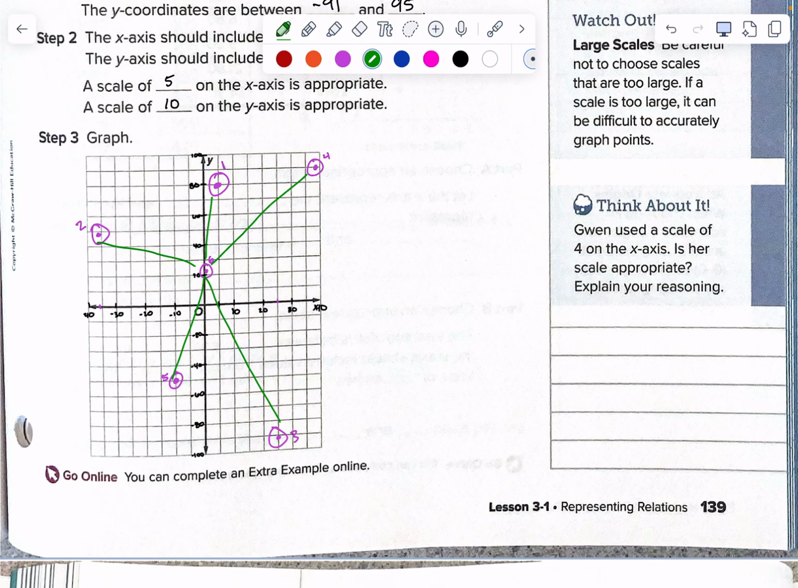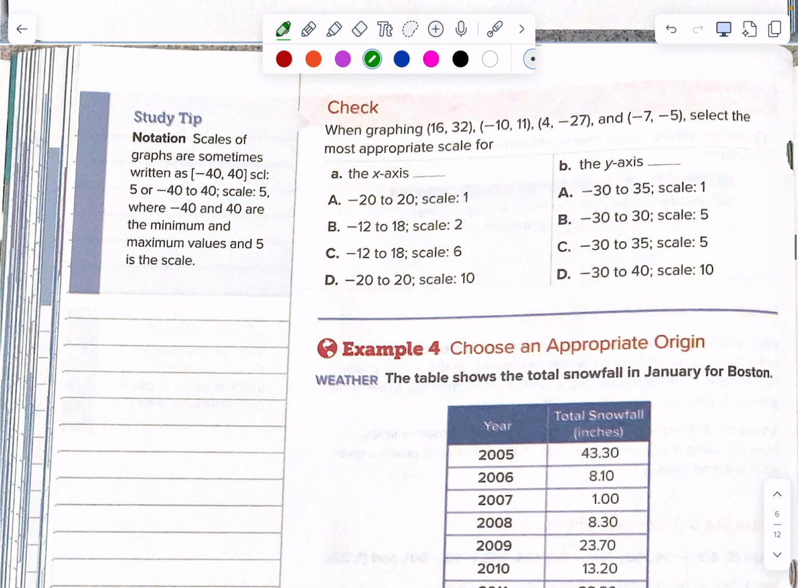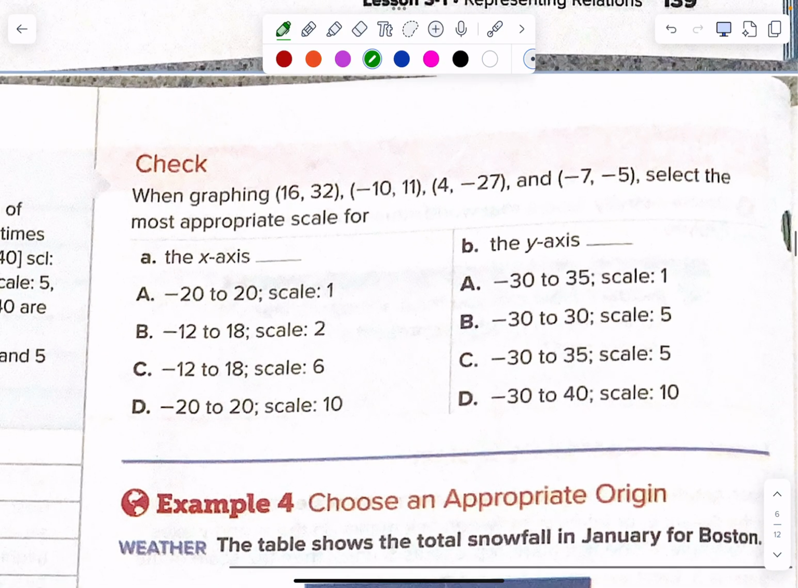I need a lint roller. No, I don't. Okay, how about that? Good? Moving on? Check. All right, let's see what they say here.